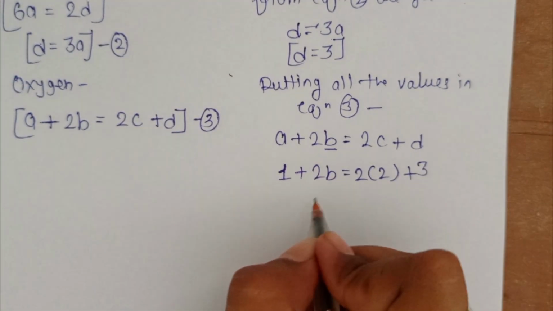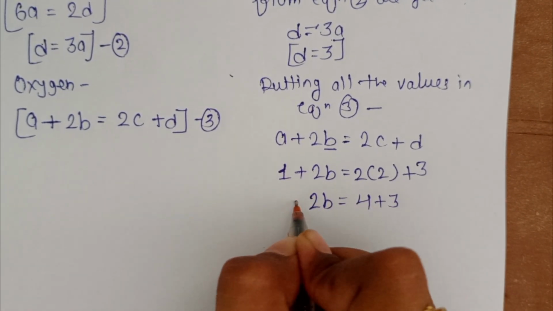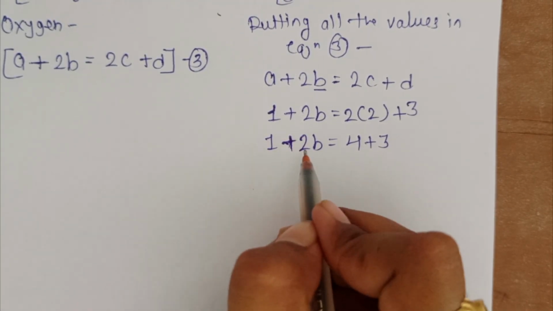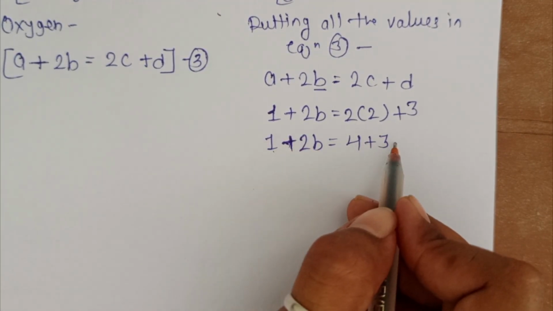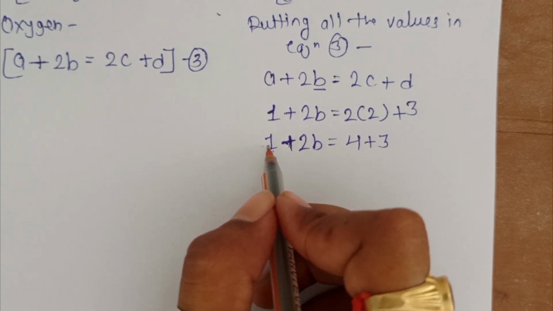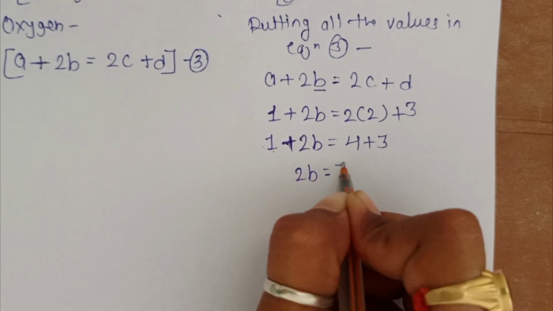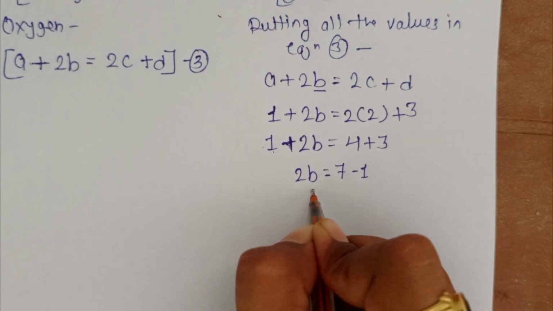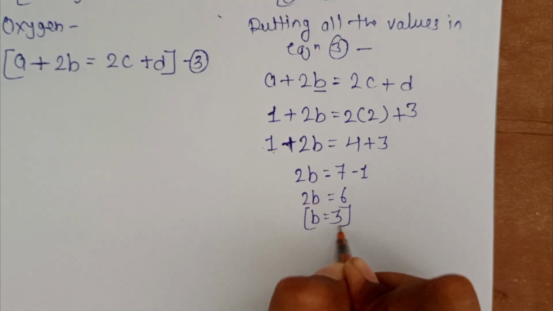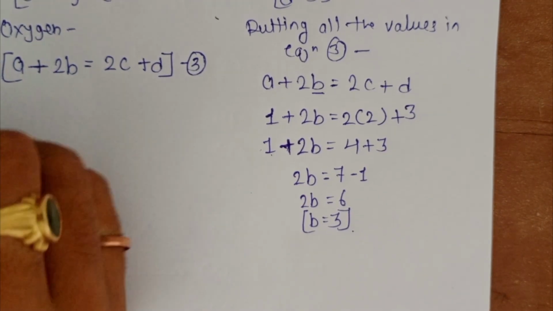On solving this, 2B is equal to 4 plus 3, and here 1. On transferring this 1 to the right hand side, the sign will change. It means it is positive, and after the transfer it will become negative. It means 2B is equal to 7 minus 1. 2B is equal to 6 and B is equal to 3. Here we are done. We have all the coefficients.